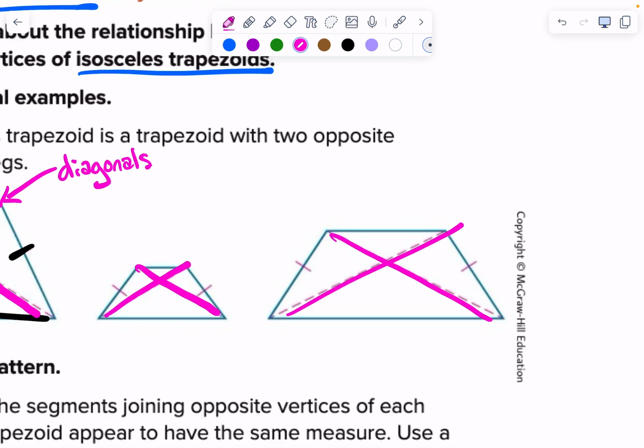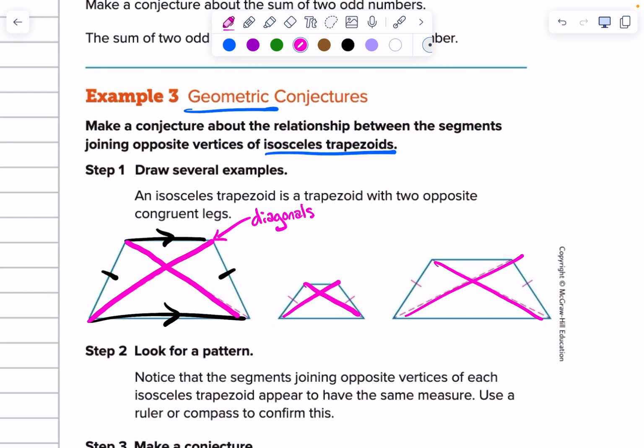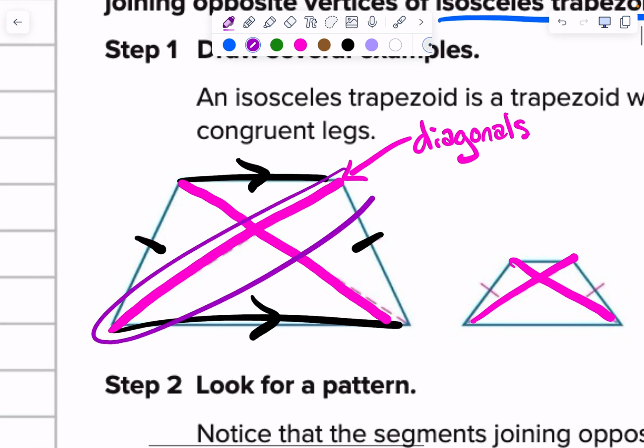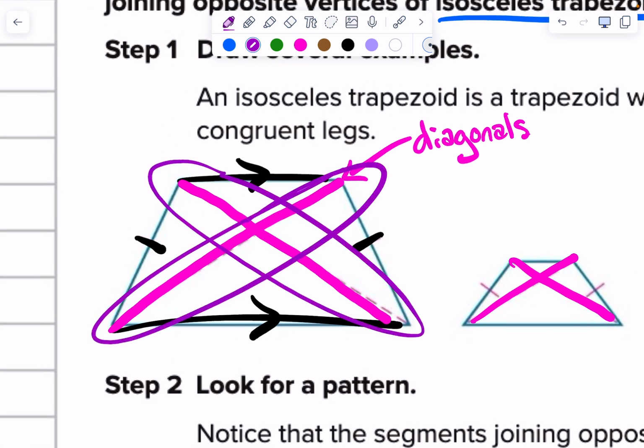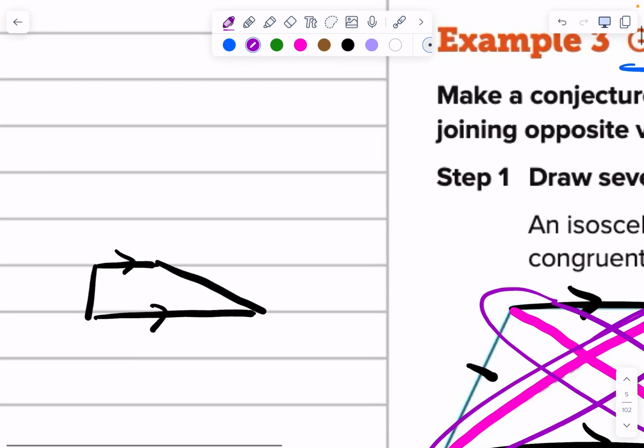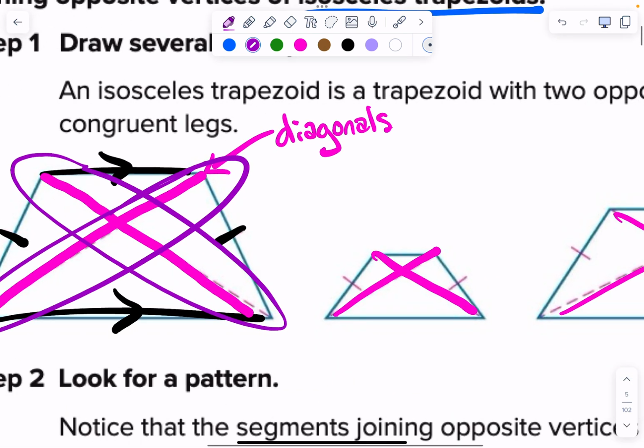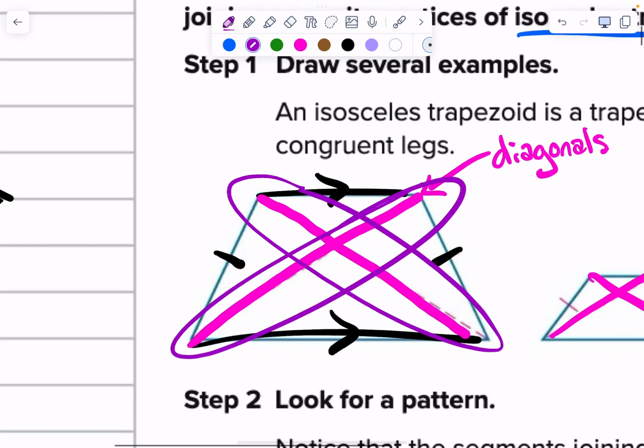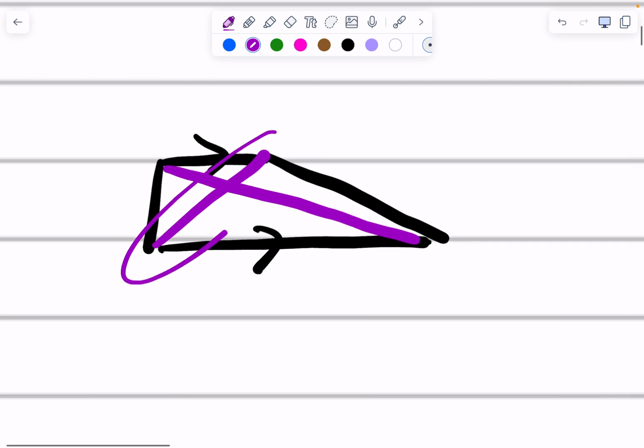What's the conjecture? They all make an X, but let's say more than that. They make 4 triangles. What else? They intersect. What's the same? Is this the same length as this one? Is that true in all trapezoids? But in all isosceles trapezoids, the diagonals will be the same, right? Not in a regular trapezoid, because one will be shorter than the other.